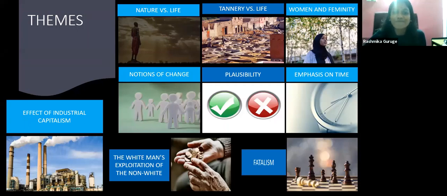And then the white man's exploitation of the non-white, and of course, a theme which goes hand in hand with India, fatalism. So without triggering your curiosity more and more, let us just move on to the actual presentation. Sinali, the floor is yours.